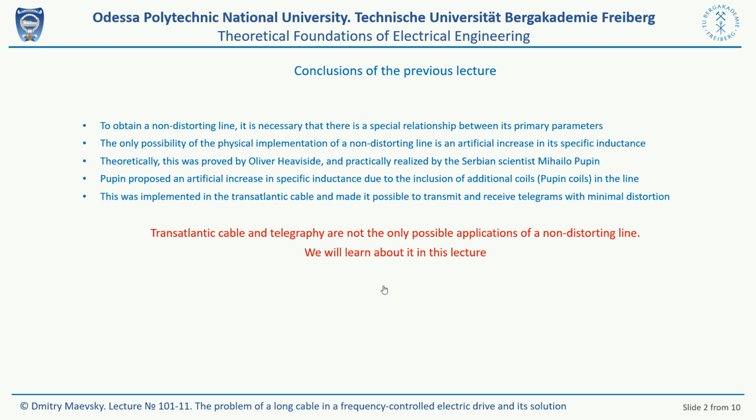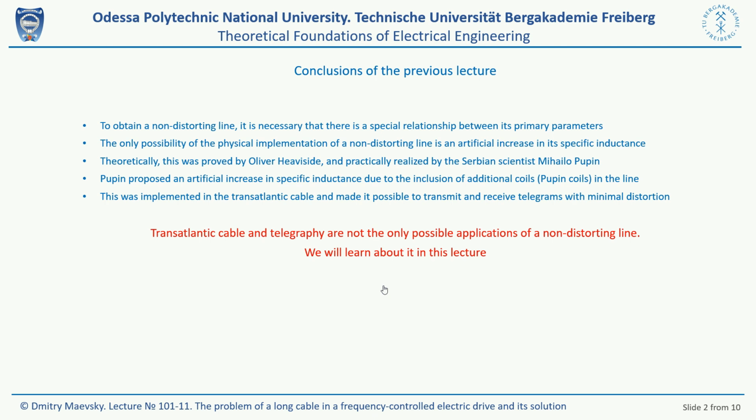But first of all, traditionally, about our previous lecture. In our previous lecture, we learned that in order to create a non-distortion line, it's necessary that a special relationship be observed between the primary parameters of the line. The only possible way to fulfill this ratio is to artificially increase the primary inductance of the line.